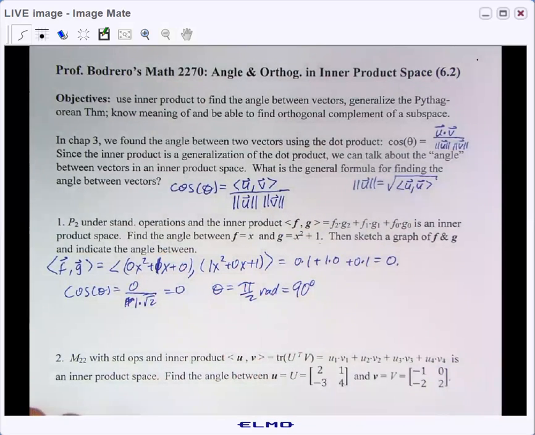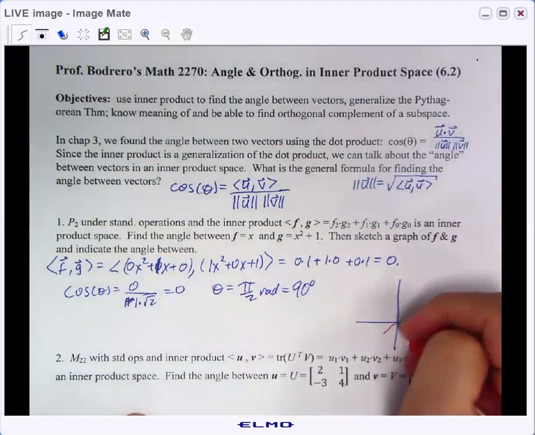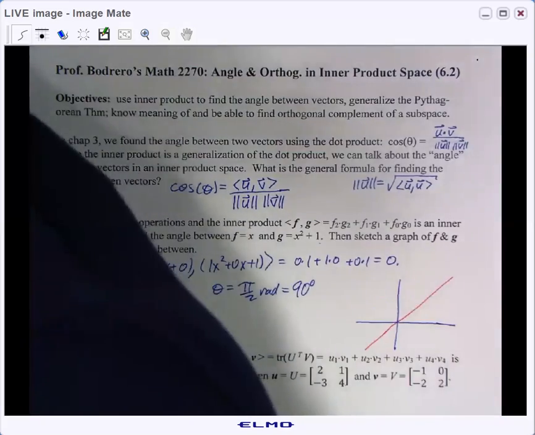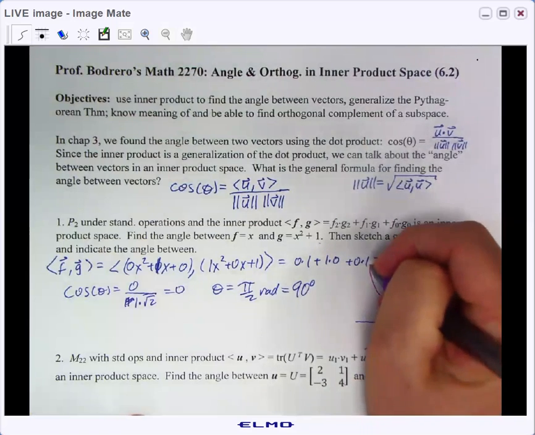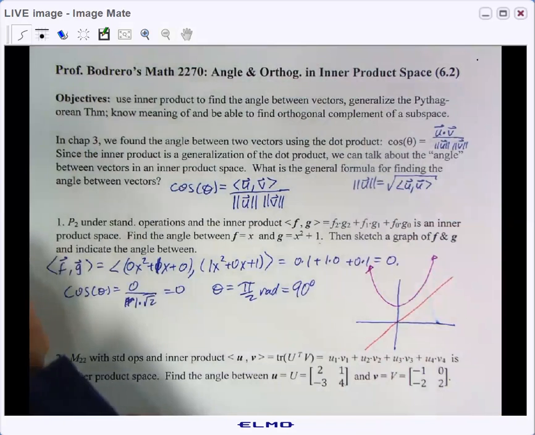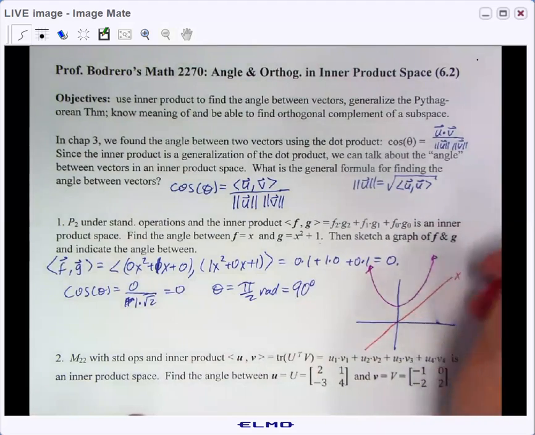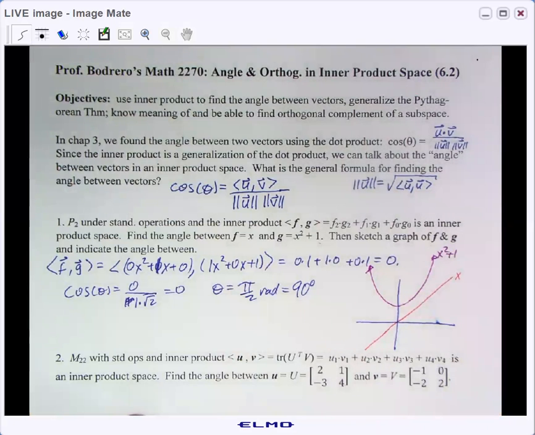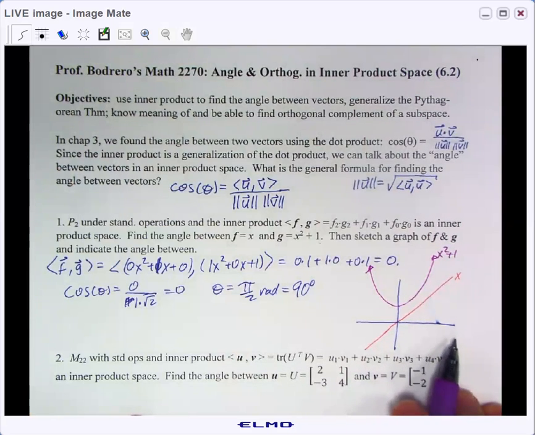Now, here's where things get a little bit different, because this is not just our arrow vector space. If we were to graph y equals x, and then y equals x squared plus 1, let's do those in different colors here. You can see that those actually never meet. And we're saying that in this inner product space, there's an angle of 90 degrees between them, but I don't see any 90-degree angles between these. So when we talk about the angle between vectors, it's not quite as easy to see or understand in a non-arrow vector space like this.